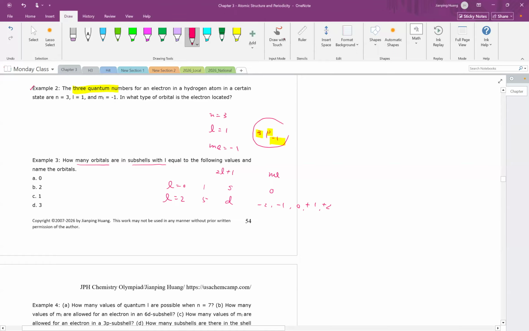When l equals 1, there should be 3 orbitals. It should be p, because ml equals minus 1, 0, plus 1. When l equals 3, there should be 7 orbitals, and that should be f. ml is minus 3, minus 2, minus 1, 0, plus 1, plus 2, plus 3.